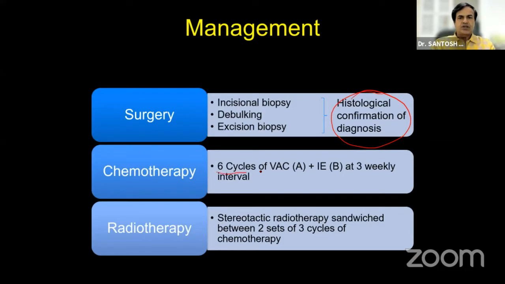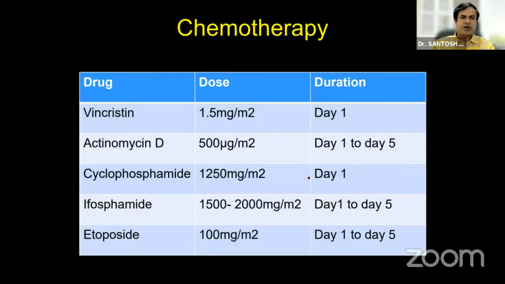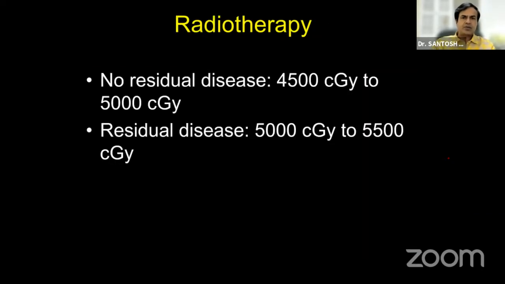Then we start chemotherapy, which is a combination of VAC plus IE, 3-weekly alternating, and that is followed by radiation. So after 3 cycles of chemotherapy, we provide radiation and provide 3 more cycles of chemotherapy. This is the dosage schedule that we follow. Vincristine, actinomycin D, and cyclophosphamide as one set of chemotherapeutic agents, ifosfamide and etoposide as the other set of chemotherapeutic agents, alternating 3-weekly, 3 cycles, followed by external beam radiation.